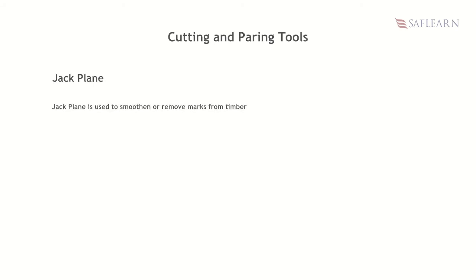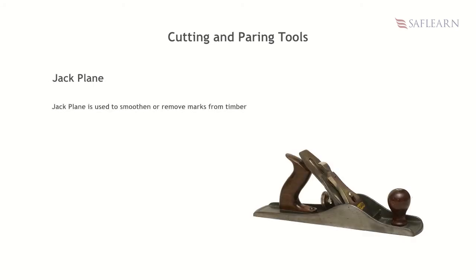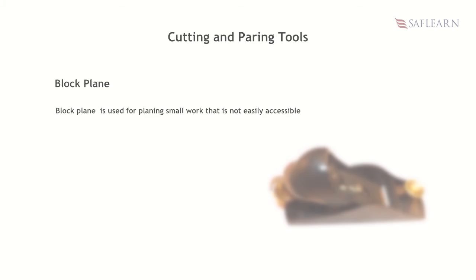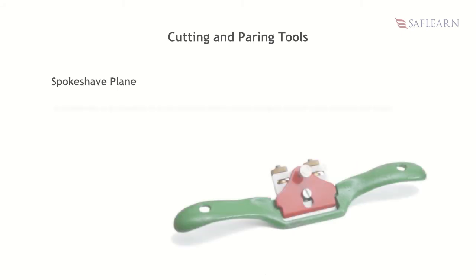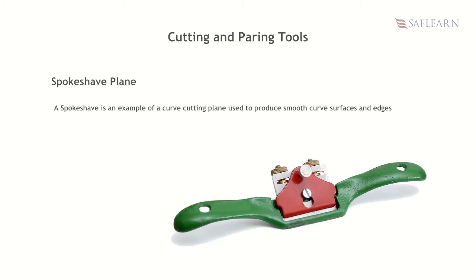Jack plane is used to smoothen or remove marks from timber. It is also used to dress the surface and edges. Block plane is used for planing small work that is not easily accessible. A spokeshave is an example of a curved cutting plane used to produce smooth curved surfaces and edges.